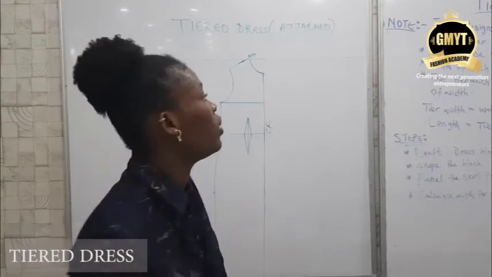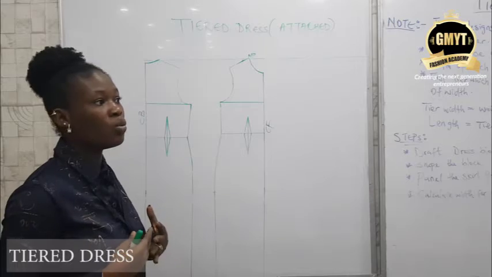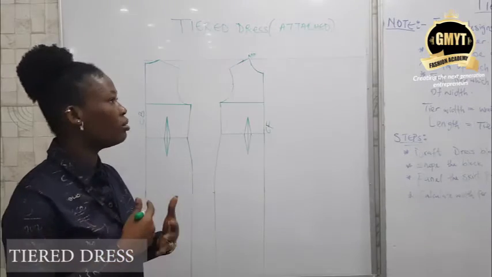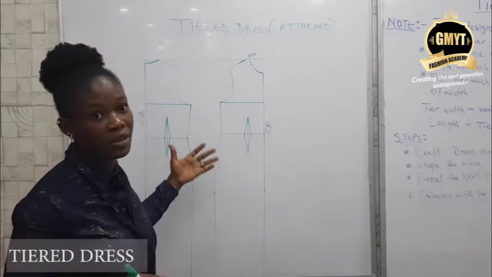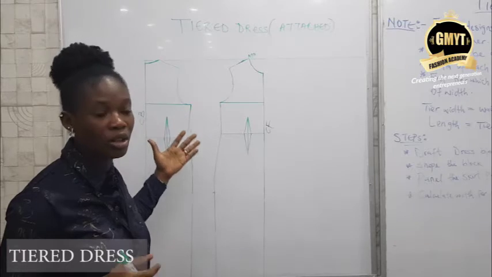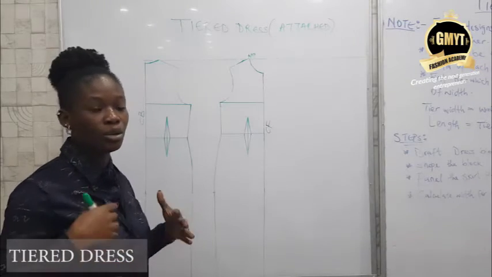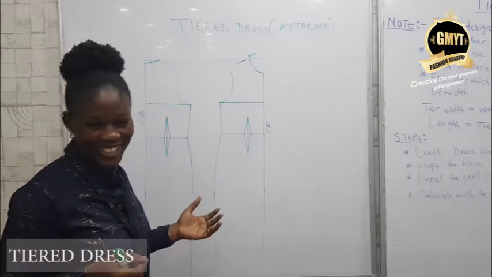So mind you, when constructing a tier dress, you can decide to work with your own design. As for the upper part, it's your choice. Be creative with it. Not necessarily everything basic. You can do a spaghetti upper part, you can do strapless, you can even do corset if you know how to do corset.